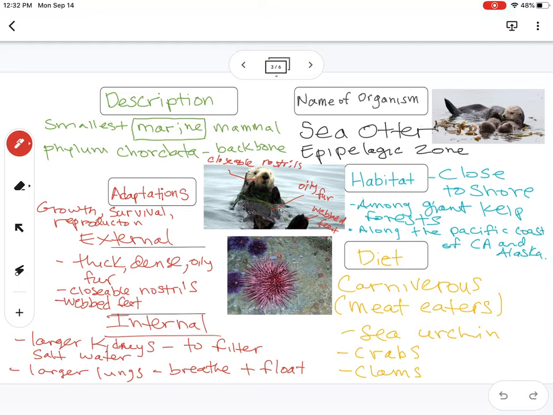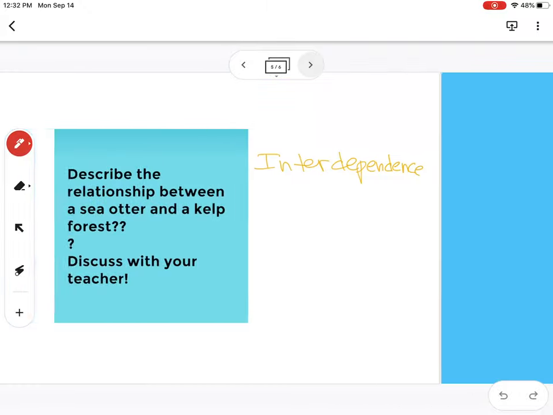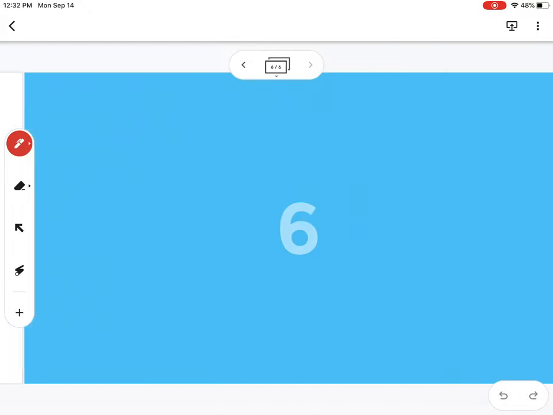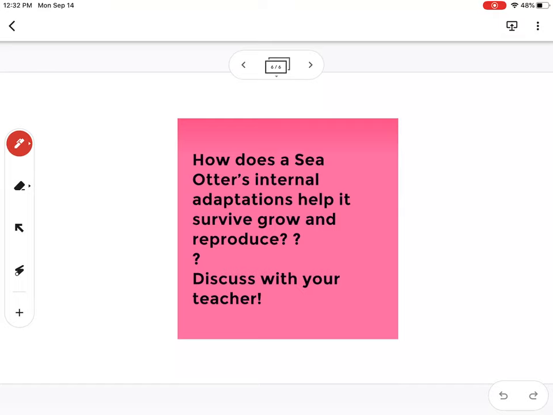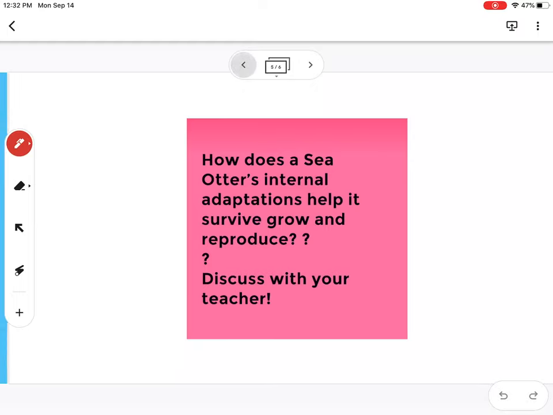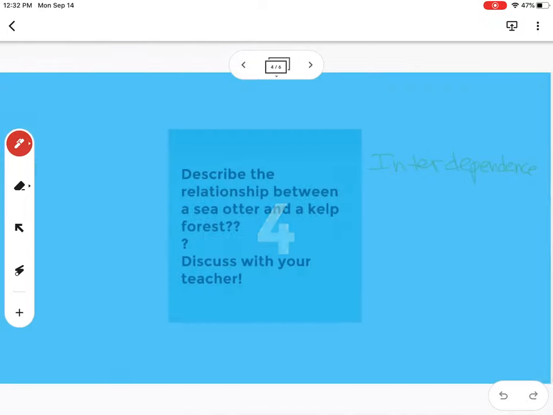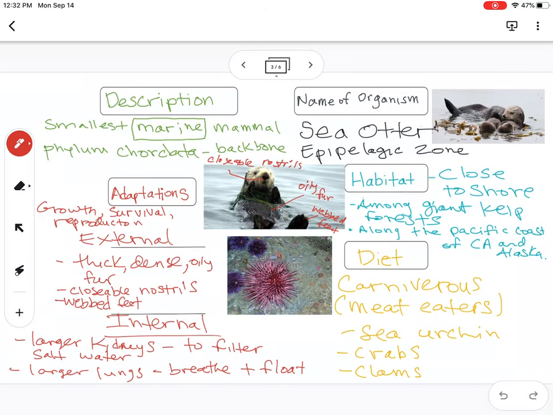survive. I'd like you to do the same thing that we just did, but this time, I'd like you to think about how a sea otter's internal adaptations help it grow and reproduce. You're going to discuss with your teacher now, and I will go back to the slide. How does a sea otter's internal adaptations help it survive, grow, and reproduce? Discuss now.